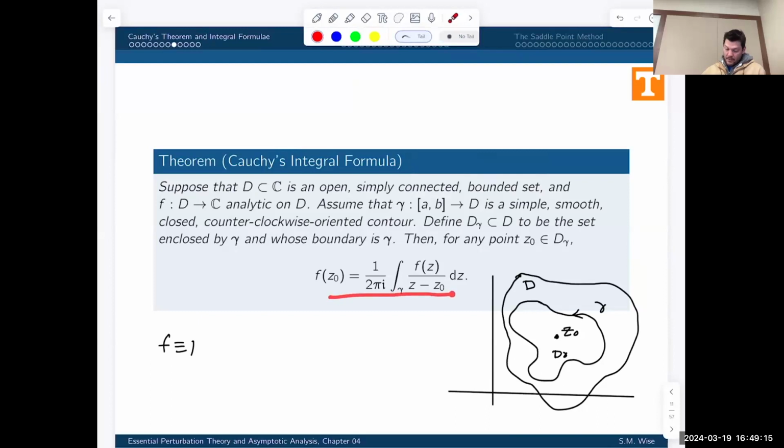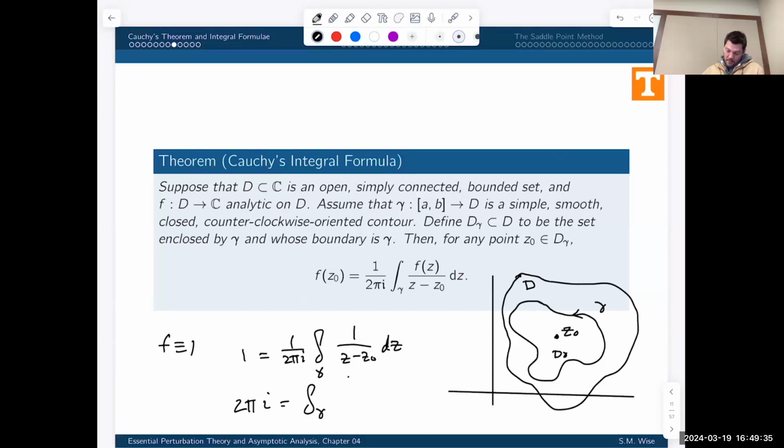As a sanity check. So if f is equal to 1, I should get 1 equals 1 over 2 pi I integral over gamma 1 over Z minus Z naught dz, right? Which is 2 pi I equals integral 1 over Z minus Z naught dz. That confirms the calculation that we had previously. All right, now I'm not going to prove this, but it's kind of a combination of that last fact with Cauchy's theorem. That's the proof. Okay, it's a lot more complicated than that, but not too much more complicated than that.